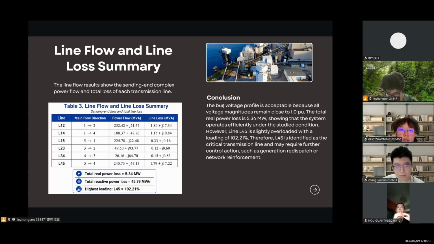Possible improvement actions include generation redispatch, load redistribution, or upgrading of line 45. Overall, the system can operate under the studied condition, but line 45 should be monitored carefully.